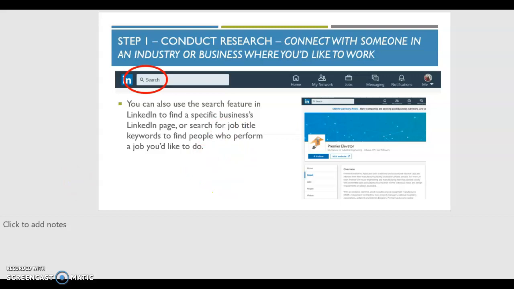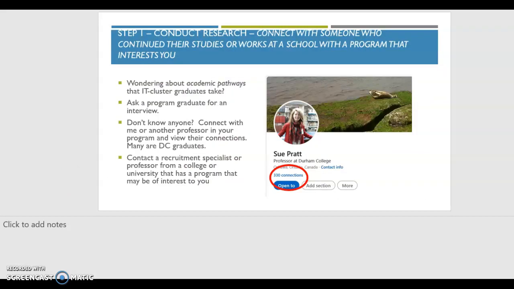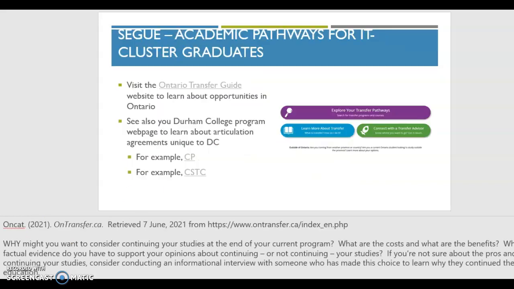Another thing you can do is interview somebody who has maybe continued their studies with an academic pathway and ask them what it's like to study, why they chose to continue their studies, and what the program is like. And these are some slides that will help you find different pathways that you could actually take if you are in the CP cluster or the systems cluster.